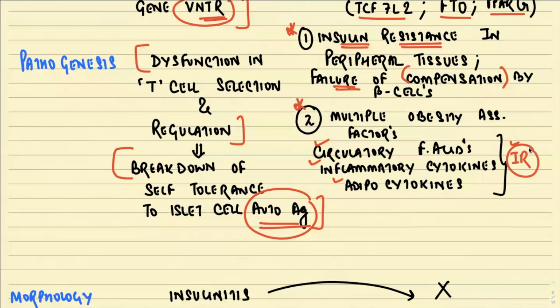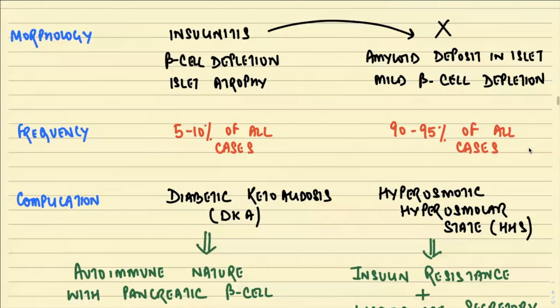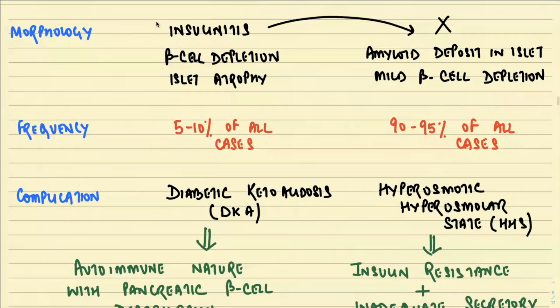I will tell you in detail about them, so don't worry about them. Morphology wise, if you see the pancreas under the microscope, there will be presence of inflammation, that is insulitis. So you will see a lot of lymphocytes present in case of type 1 diabetes mellitus. The beta cells will be completely depleted, and there will be islet cell atrophy. Whereas in type 2 diabetes mellitus, no inflammation is present. You will see the deposition of amyloid in the islet, and there will be very mild beta cell depletion.